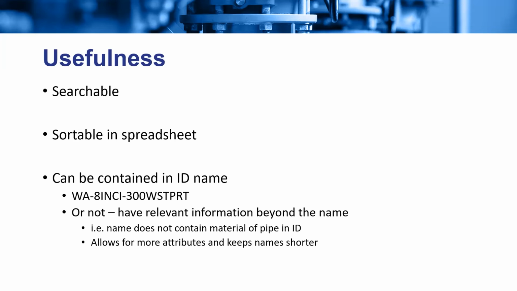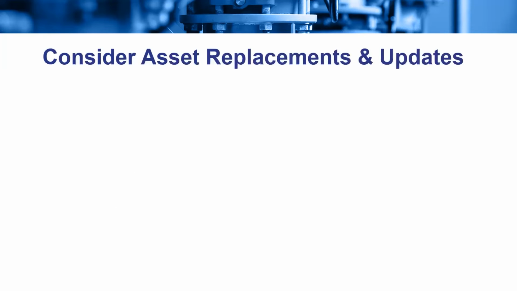So you can absolutely have names that don't contain the material of the pipe in the ID. And you want to think through this because, as I mentioned, some of these assets may have dozens of different attributes. You don't want a naming convention that gets to all of those attributes, because you want names that aren't super long, and that are easier to keep track of, to write down, to attach work orders to. So a little bit of a balancing act when we're looking at the usefulness of naming there.